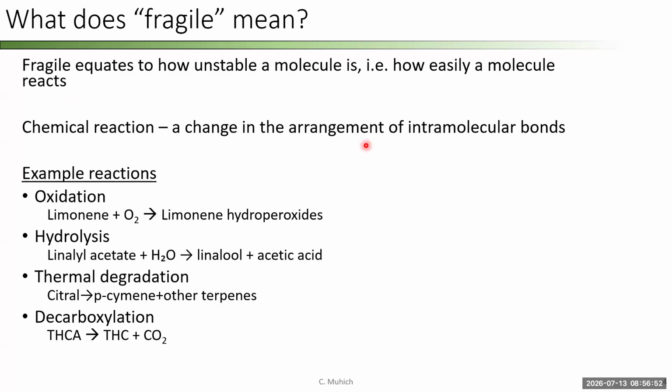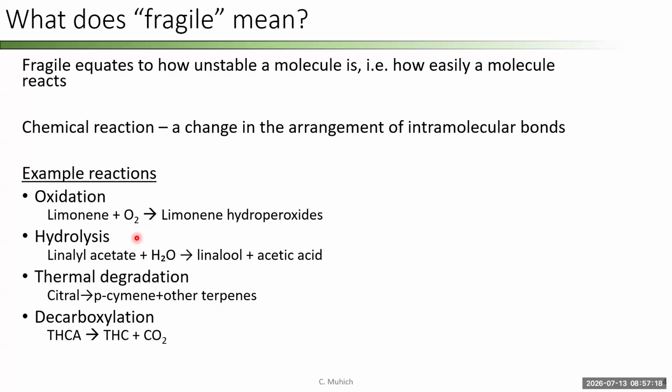So in our class, we have a few different possible examples. The first being oxidation reactions. In general, these are reactions that are undesirable. So we can take the nice citrusy notes of limonene when it's exposed to oxygen, and these can form limonene hydroperoxides.